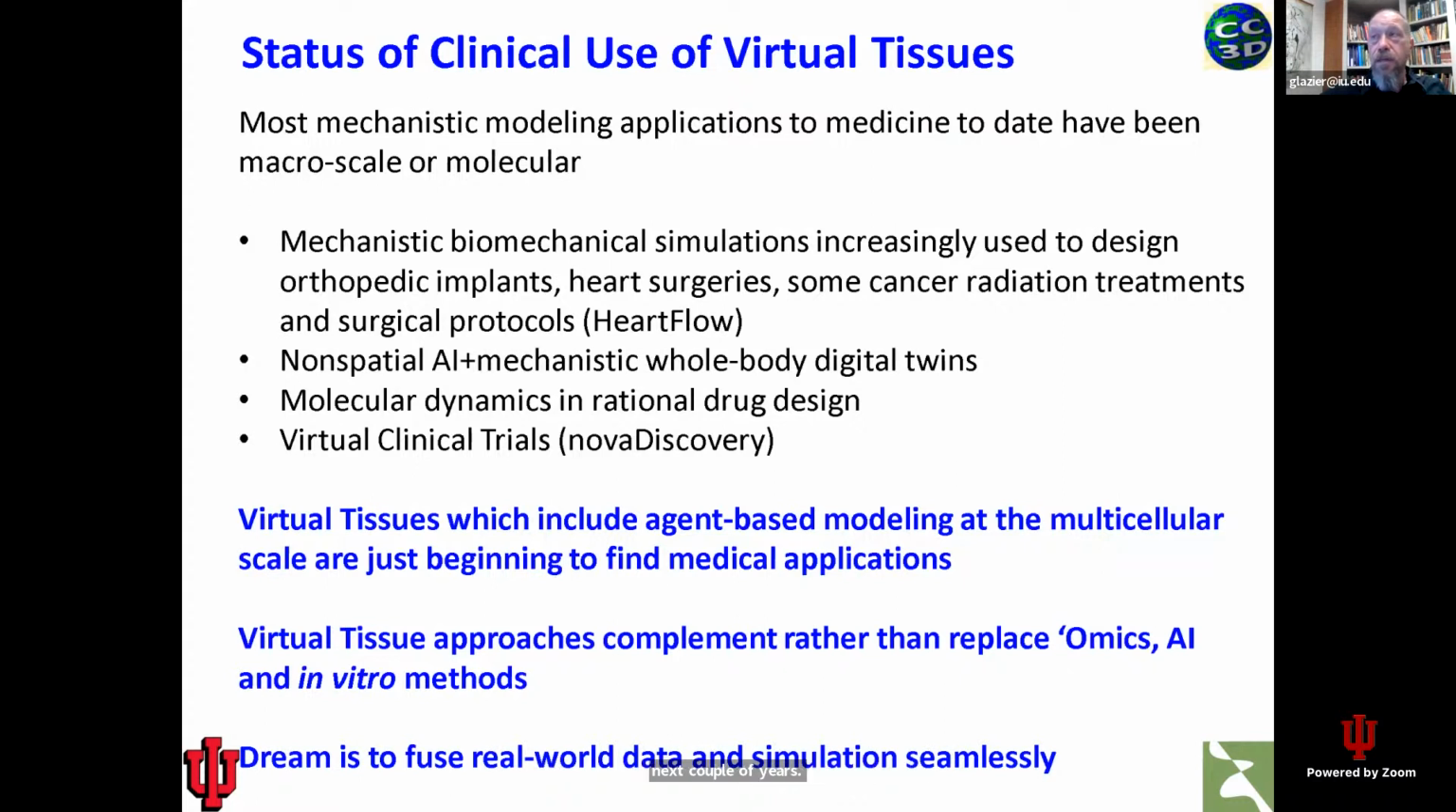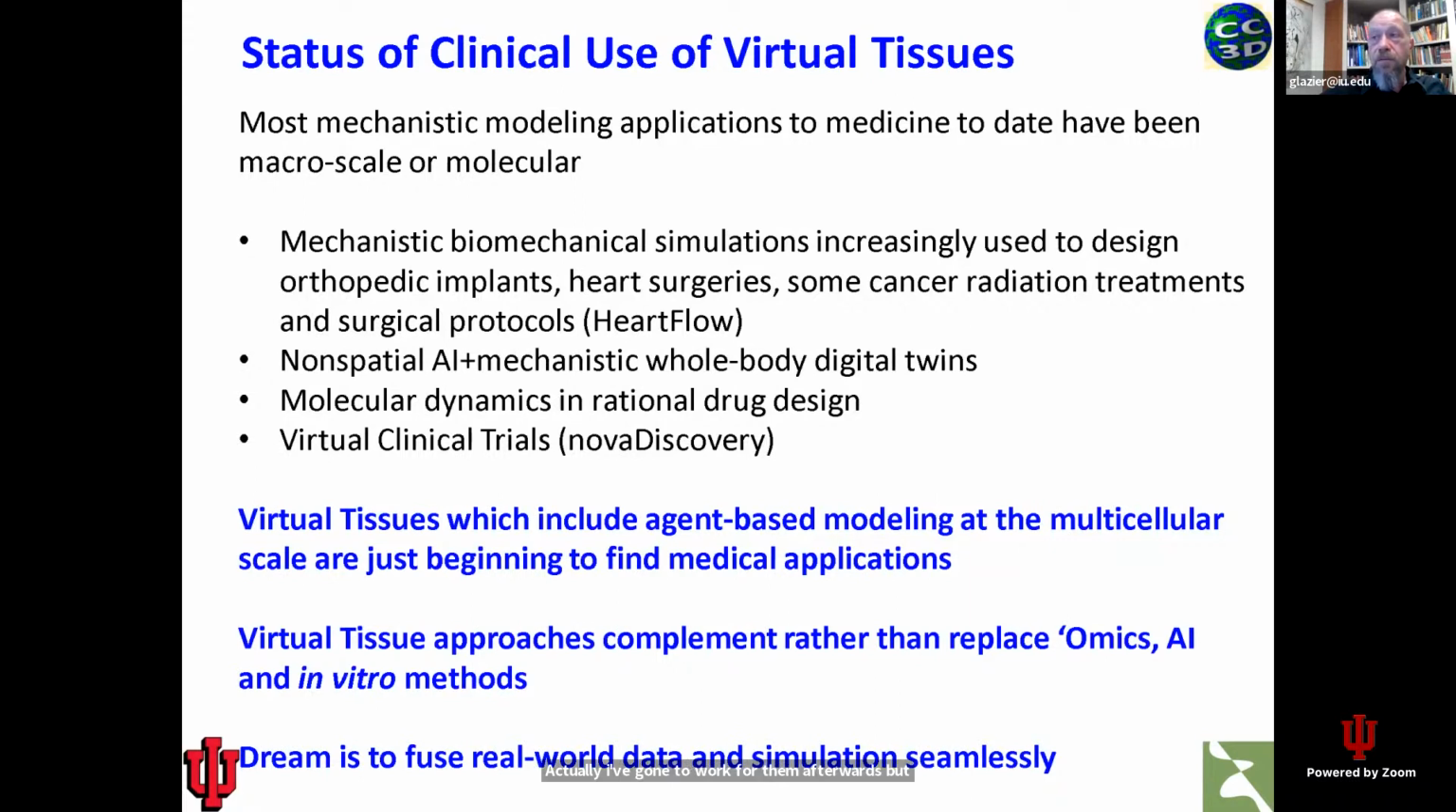We've talked about AI and mechanistic whole body digital twins a little bit. Molecular dynamics, of course, is used in rational drug design a lot, and that is an established component of modern drug discovery. And another area where multi-scale modeling is used, typically not, again, modeling tissue so much, but a very interesting opportunity, are virtual clinical trials. There's a company out of Lyon, France called Nova Discovery that's doing really interesting work in that area. And some of the people who've worked on CompuCell actually have gone to work for them afterwards.